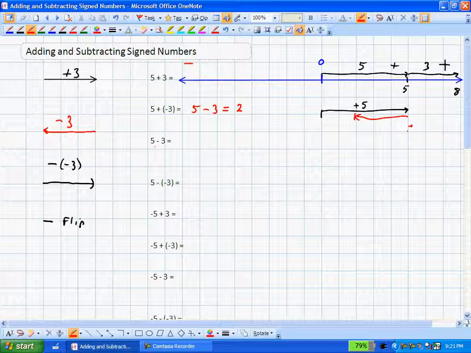So this next one, 5 minus 3, we actually just did. 5 minus 3 is 2, which is the same thing. These folks are the same. 5 plus negative 3 is the same thing as 5 minus 3.